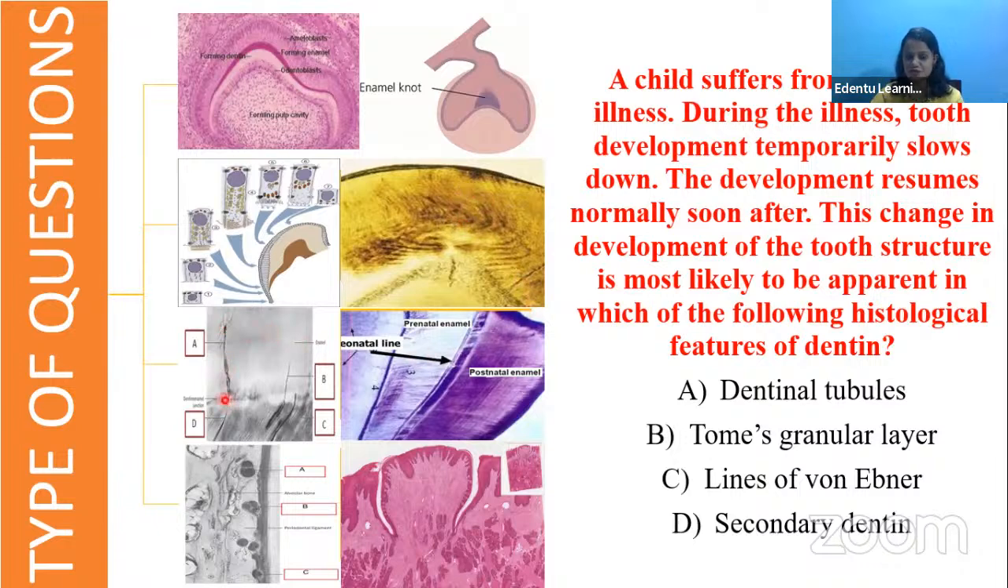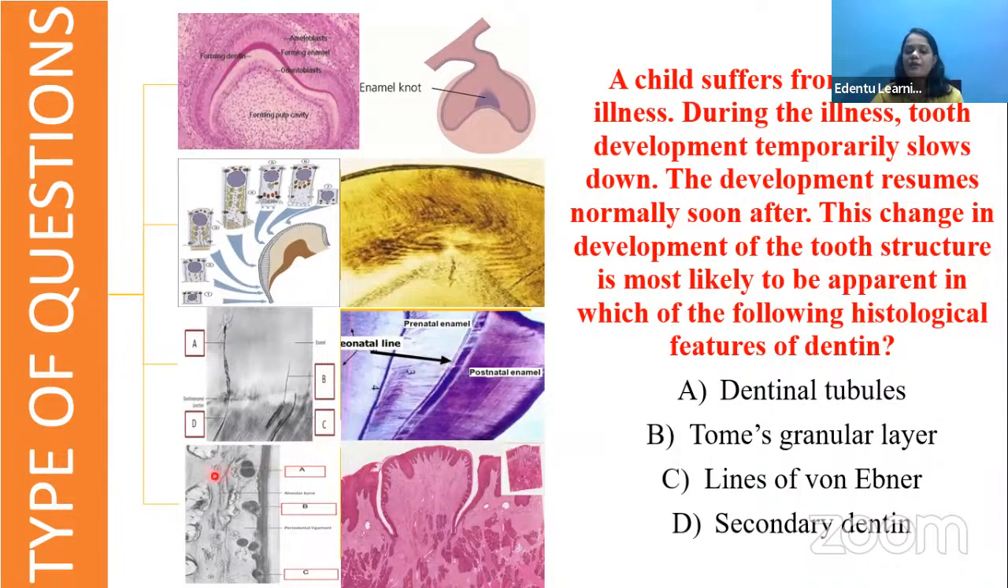Then these structures also, like the enamel spindle, enamel lamellae, enamel tuft, all those you should be thorough with in the enamel. And again these things also: prenatal enamel, postnatal enamel, and the line between them. What is the line called? Okay, that is the neonatal line.